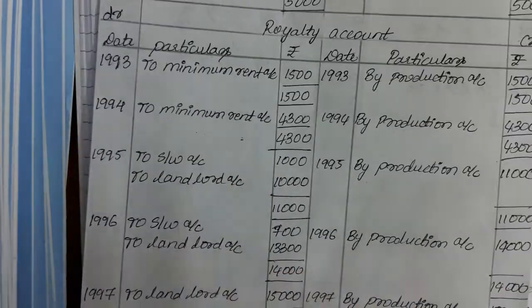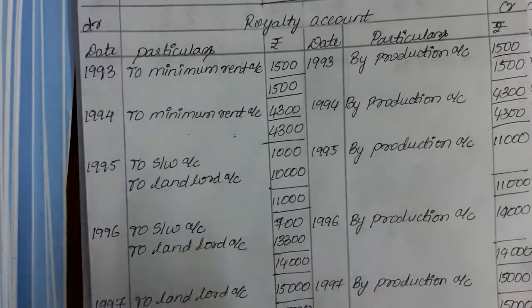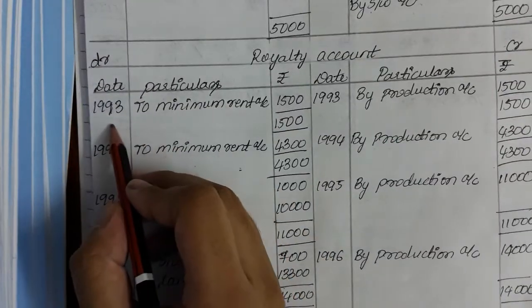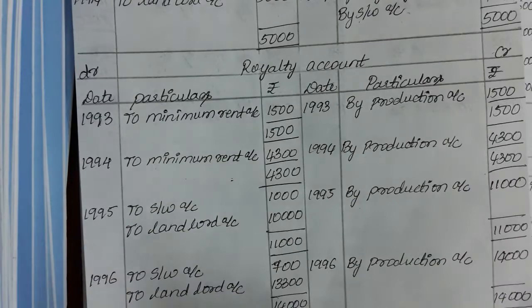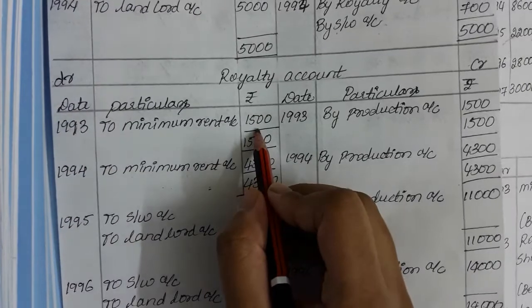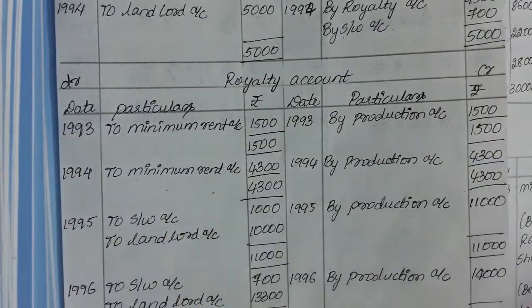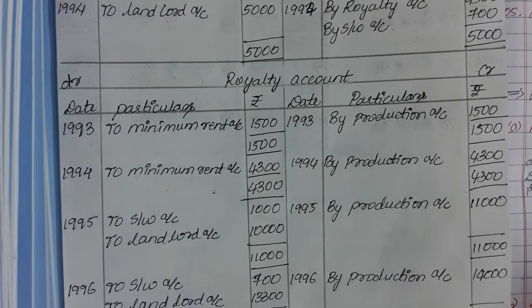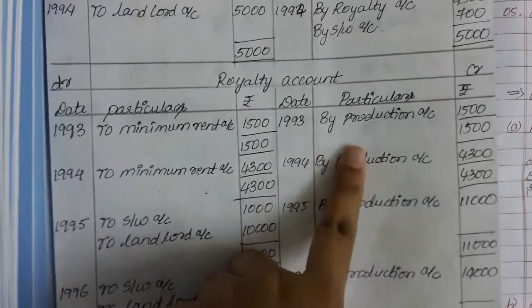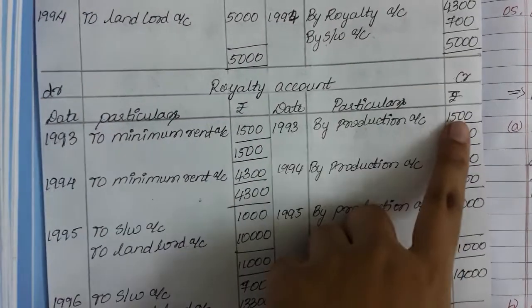But royalty you will be paying every year, right? You need to pass that. So how to pass? First year, the minimum rent. You are paid minimum rent, right? So 1,500. Whatever the minimum rent you earn, you will be passing that. On the other side, by production 1,500.